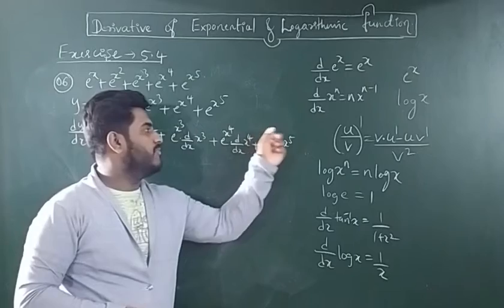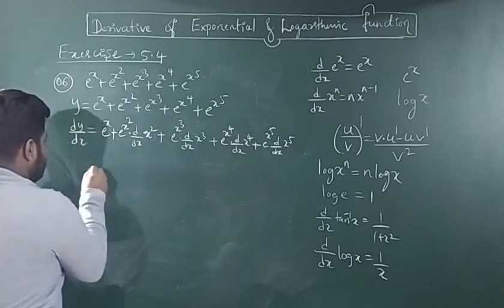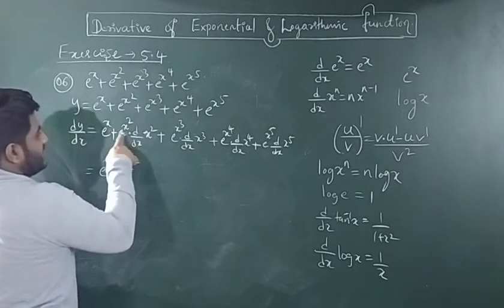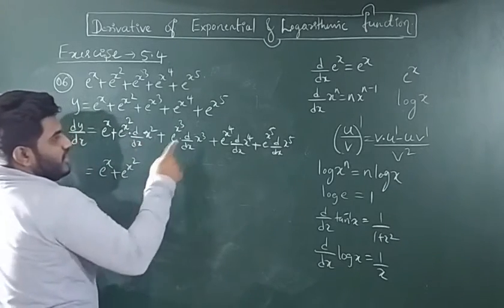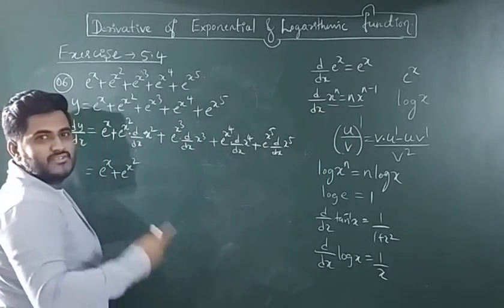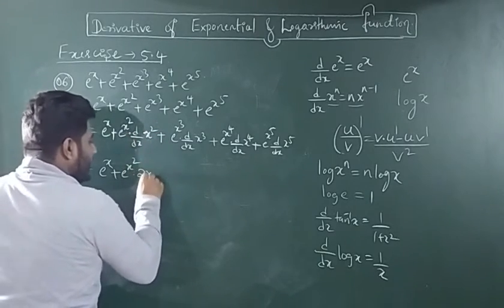d by dx of x cube, x raised to 4 and x raised to 5. I hope you understood. Now go on differentiating. Remaining same: e raised to x as it is, e raised to x square as it is. Differentiation of x square, you know already, differentiation of x raised to n is n into x raised to n minus 1. So differentiation of x square is 2x.